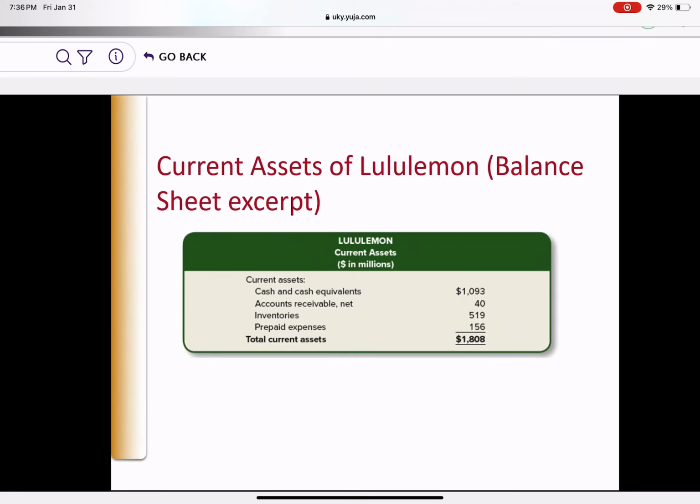As far as Lululemon, their current assets look like this. The cash and cash equivalents that we saw before, the accounts receivable net, the inventories, and the prepaids. That gave us the $1,808,000,000. So that's what you typically see on a balance sheet.